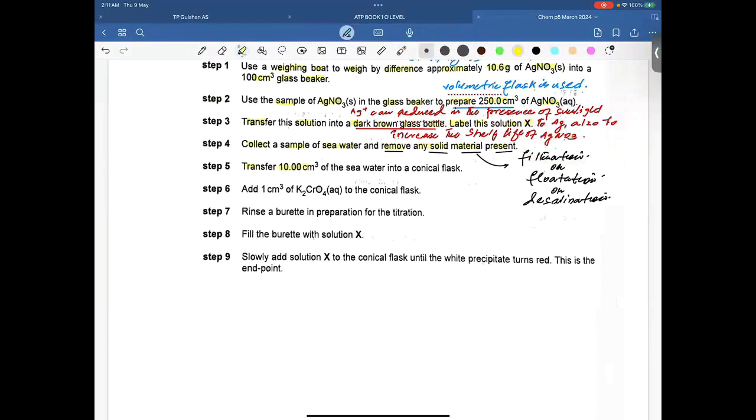Transfer 10 cm cube of the seawater into the conical flask. How can I transfer this volume? And obviously, it's to 2 decimal places, so it must be accurate. So obviously, I'll go for the volumetric pipette. I will use a volumetric pipette to measure this volume.